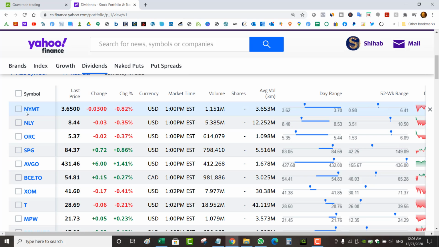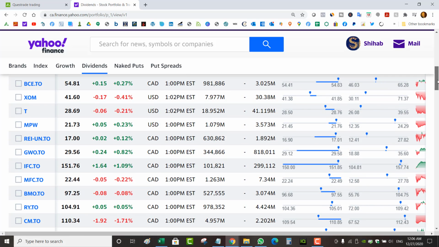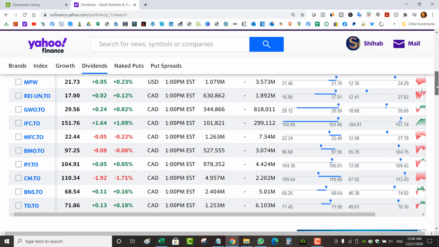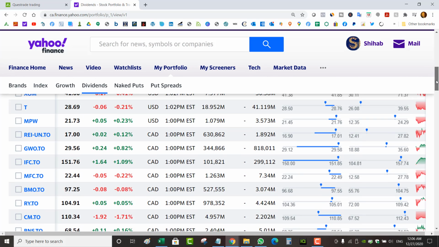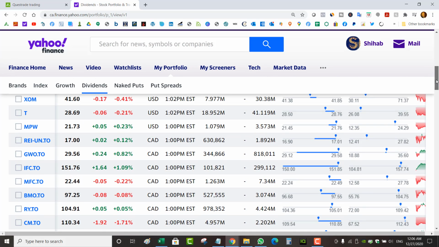I'm eyeing New York Mortgage Trust, Annaly Capital Management. So these are some stocks that I'm eyeing. In case they drop some more, I'll try to get in for dividends. And I keep adding to the list when things come up.